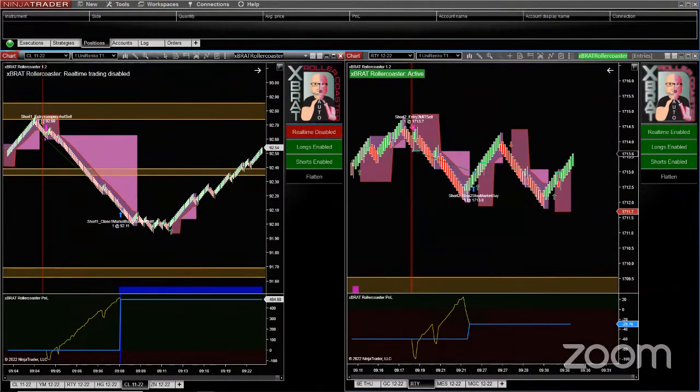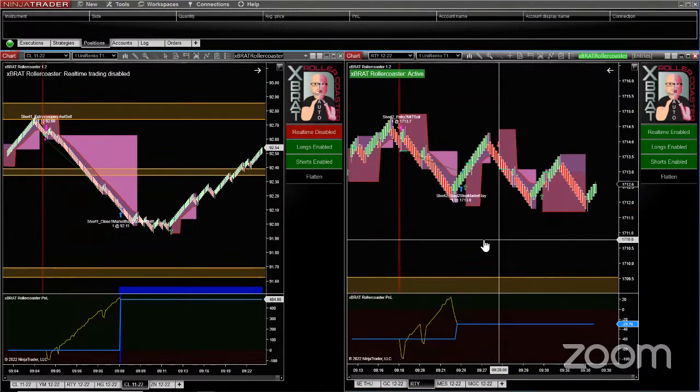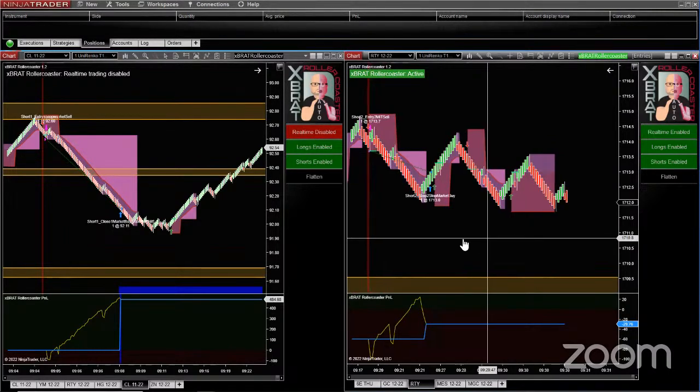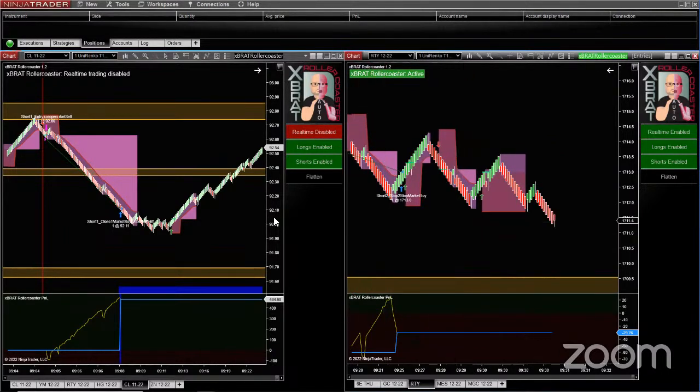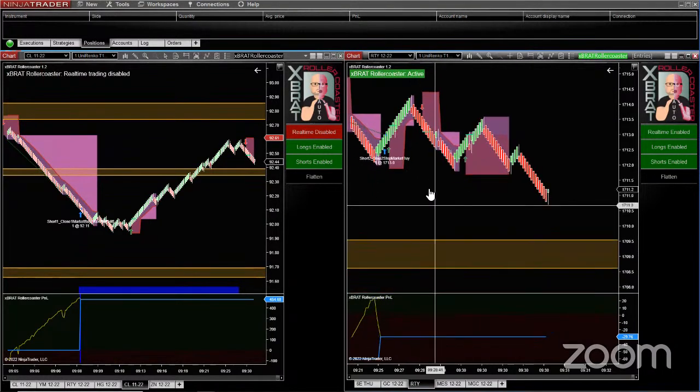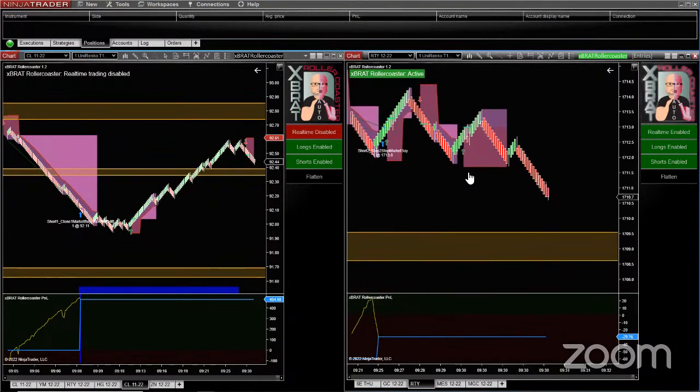So the M2K took the trade for the long at the open, but the RTY didn't. Okay, so we've got the open now, so this should move a little faster. Let's see what happens here. I'm trying to watch the other account as well. I want to see the behavior on the micro as well.